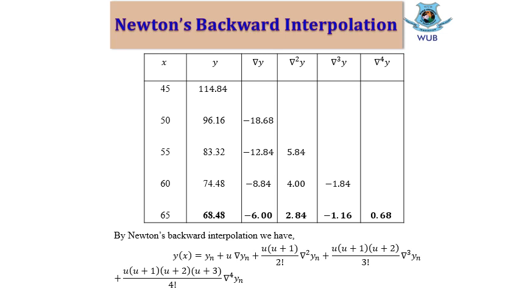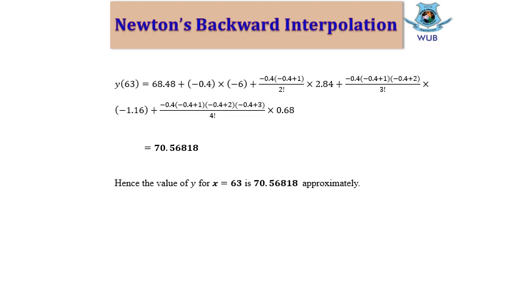The style of backward interpolation is slightly different from the forward interpolation, and the equation you already know. Okay, now go to our next slide, and what you can see. You can find out the value at 63 by using backward interpolation, which is 70.56816, and you must write approximately. This is because this is the approximate solution, not the exact solution.